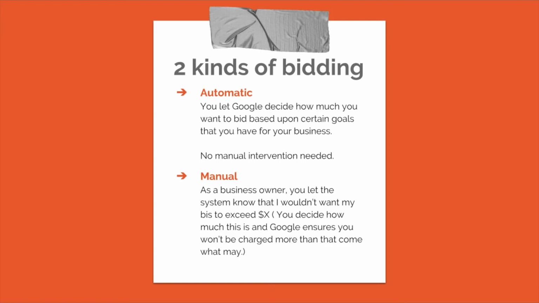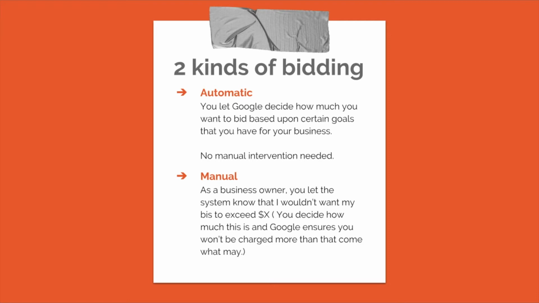The second option, on the other hand, is the manual bidding option, where you decide how much you want to spend, and Google, under no circumstances, would go beyond the amount that you have specified. In this example, as a business owner, you let the system know that you wouldn't want your bids to exceed a dollar amount of X. You decide how much this is, and Google ensures that you won't be charged more than the dollar X that you have chosen.